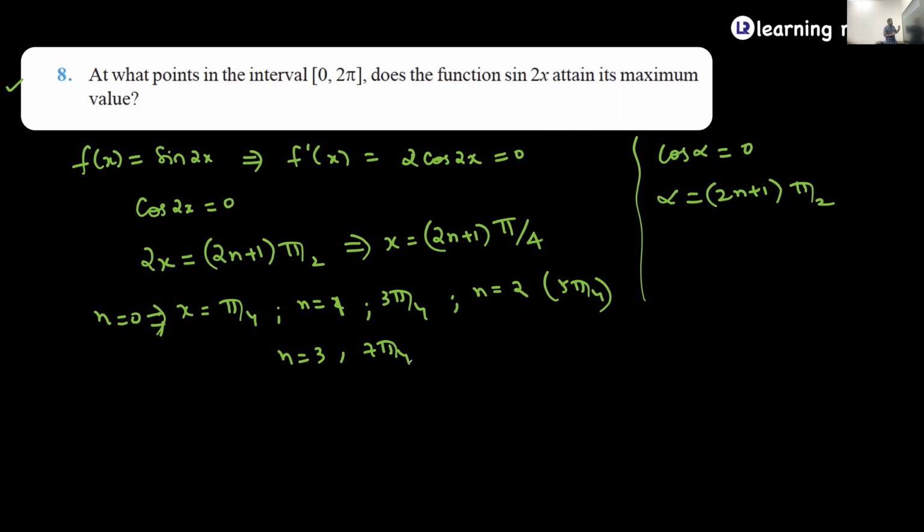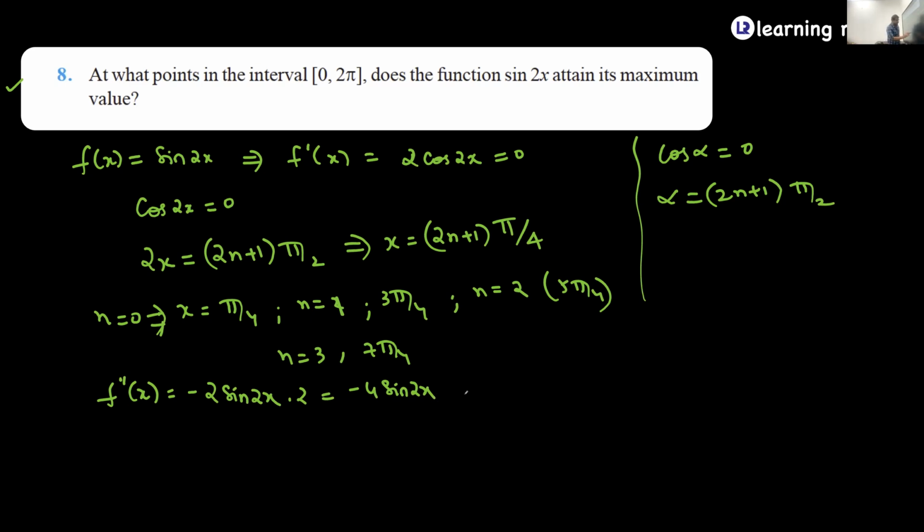So what is f double dash of x? Minus 2 sin 2x into 2, which is going to be minus 4 sin 2x. What we need to do is substitute all these four values and check where you get maximum and where you get minimum.